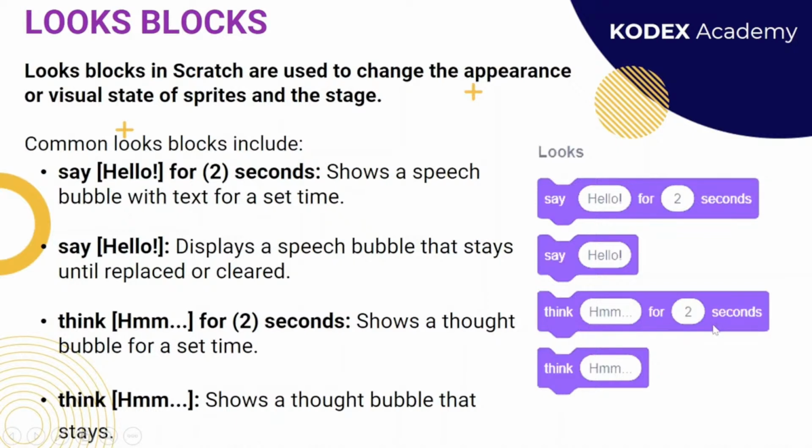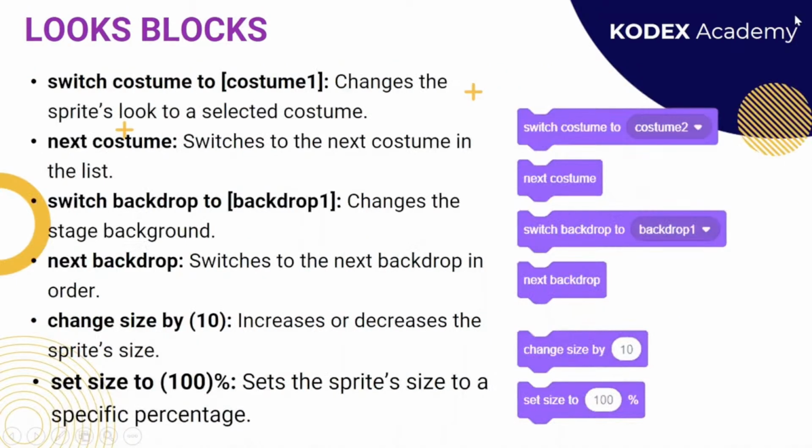This block is for a time duration, like if you want to show the thinking effect for 2 seconds or more, you can use it. But this think block creates a thought bubble which is not restricted by time. So this is all about how you can write dialogue. If you want to say something, or show your sprite is thinking, you can use such blocks. Now the next one. Here you can see there are multiple look blocks we have, which show very interesting effects in our animation.